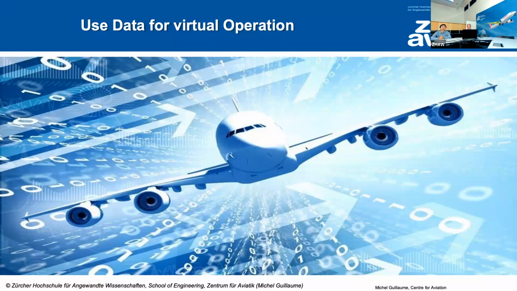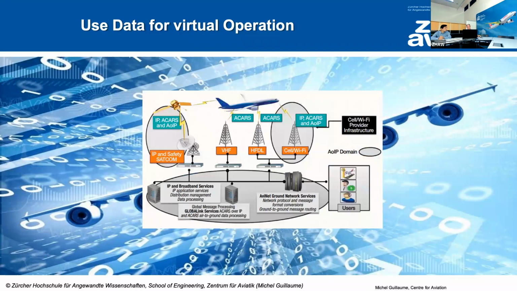The ACARS systems. The ACARS system is quite old. It was developed in the 70s for so-called VHF communication. So ACARS is called Aircraft Communications Addressing and Reporting System. And I think that's just an example. We need such systems for sending sensor data from the aircraft to the ground.